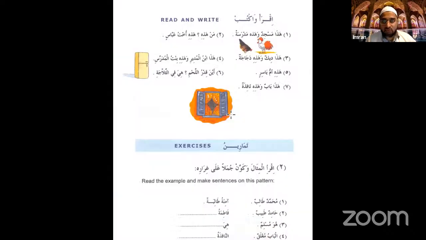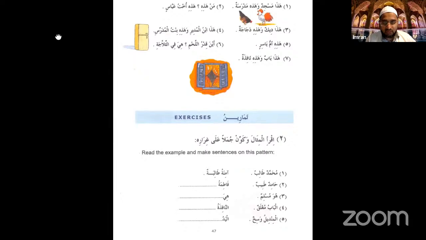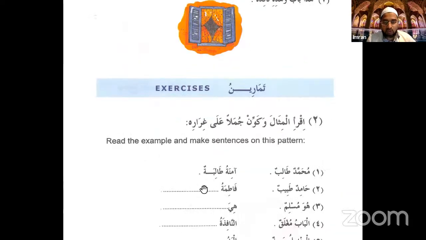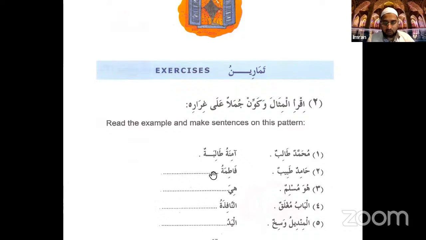And then you will see over here that it's giving you practice as well. If you look over here, Aminatu talibatun. Amina is female, has a ta marbuta, and the khabar has ta marbuta, talibatun. And then Fatimatu, we will not say Fatima tabibun, but you will say Fatima.